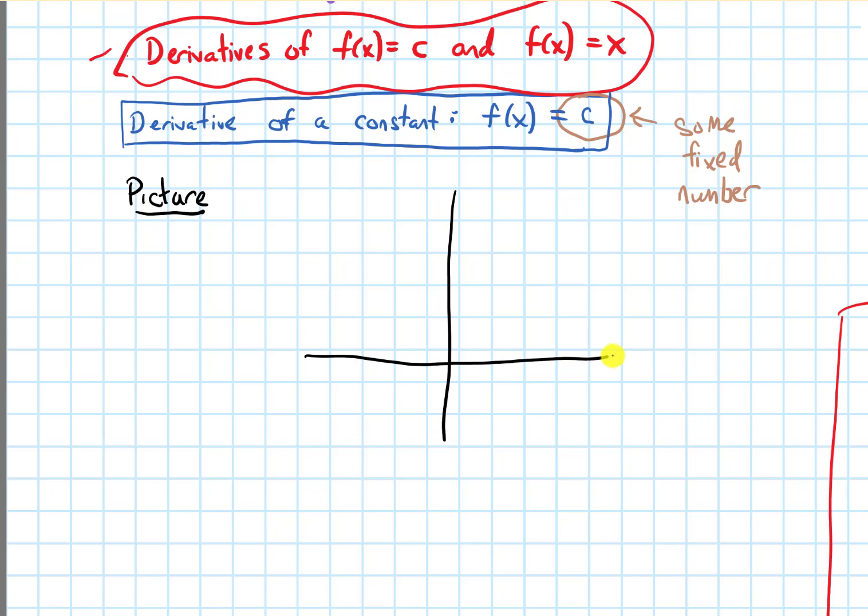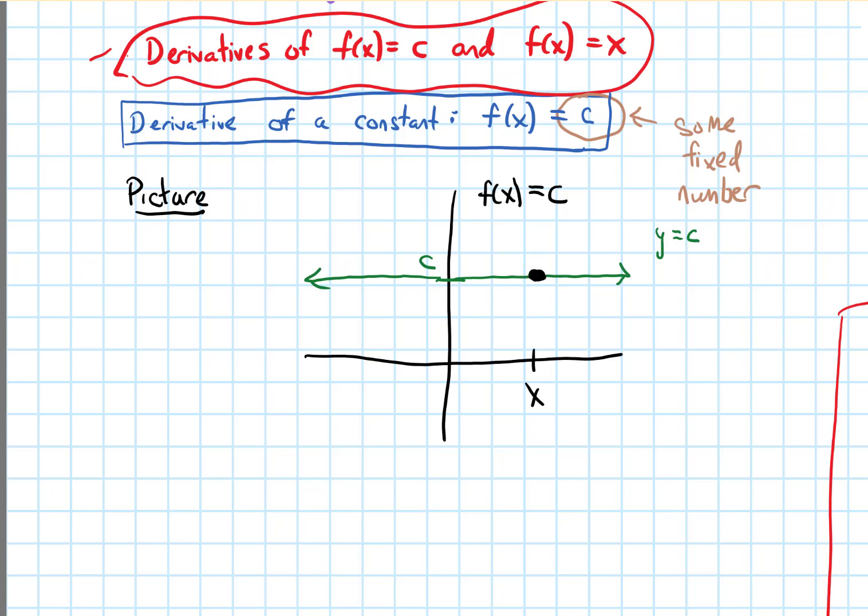So I'm going to draw some axes. And the graph of f of x equals c, if I label c as some number on the y-axis, this is like y equals c. That's a horizontal line. I have to draw a horizontal line that goes through c on the y-axis. Okay, and I'm going to label some x coordinate. I'm going to call this x. I'm going to draw that point on the curve here.